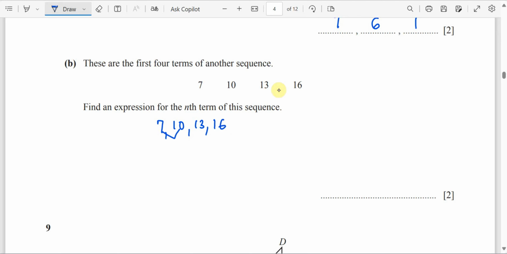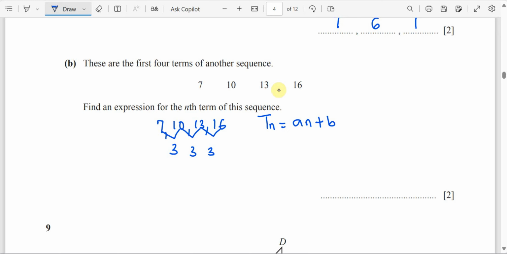So we take the first difference. 10 minus 7 is 3. 13 minus 10 is 3. 16 minus 13 is also 3. So since we have the first difference to be the same, then it's a linear sequence. So the nth term of a linear sequence is Tn equals An plus B.